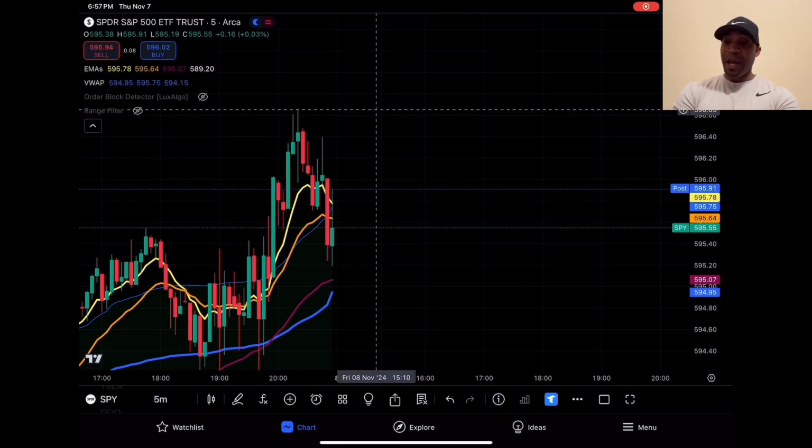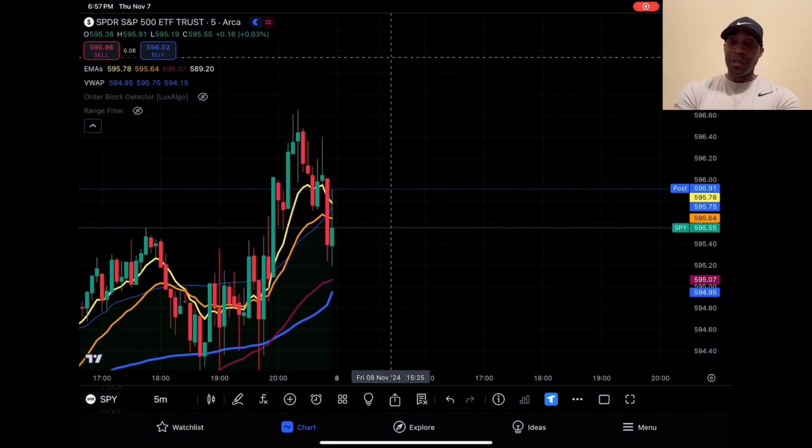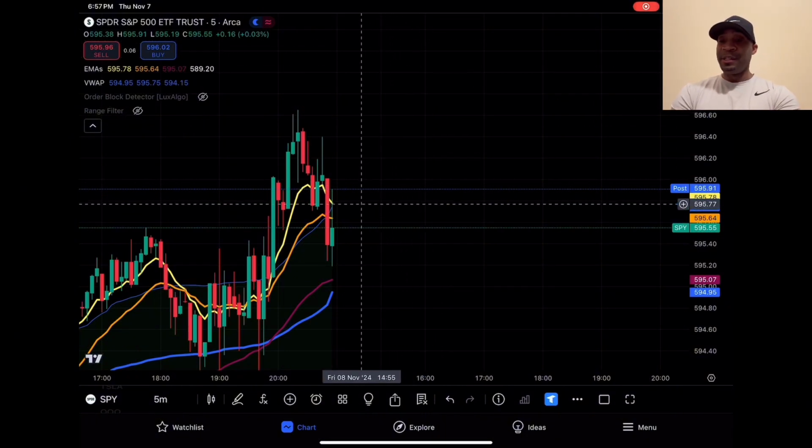If you're a bull, simple. You want to see 596.70 get taken out before they can start busting to the higher stuff. They're trying to get to 600.